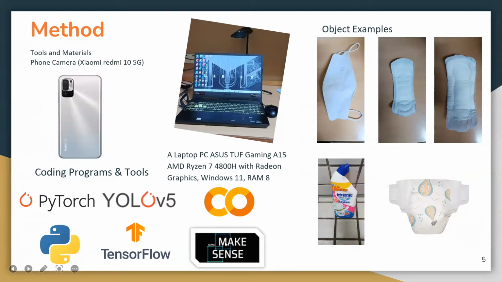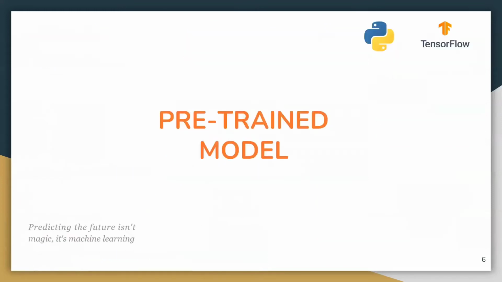And Make Sense is about labeling. We use Make Sense to create labeling on our training and validation data. And before we train our model, we have to pre-train our model. Pre-training contains such things as preparation of the dataset.